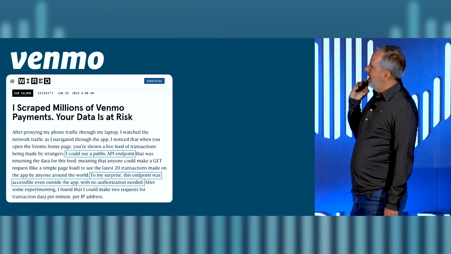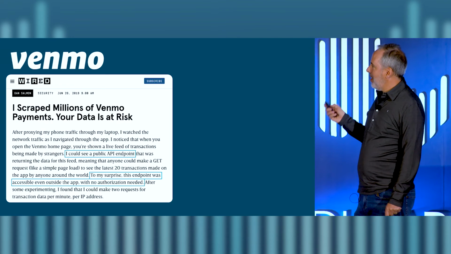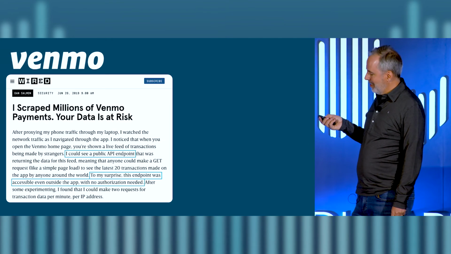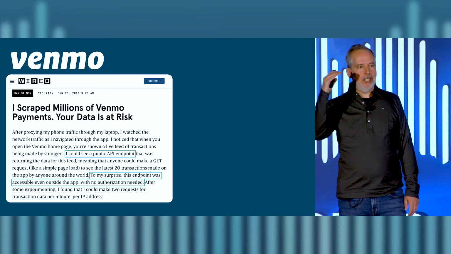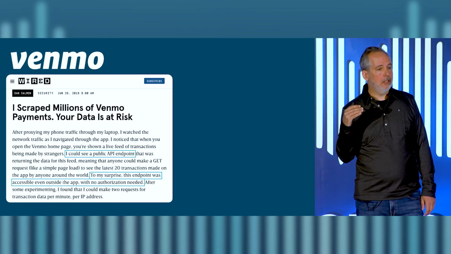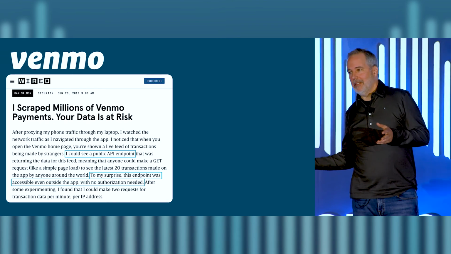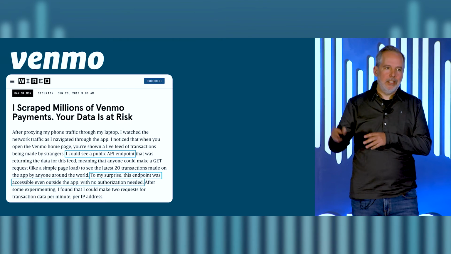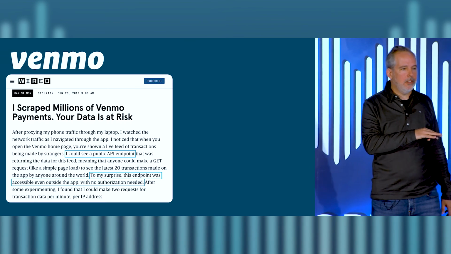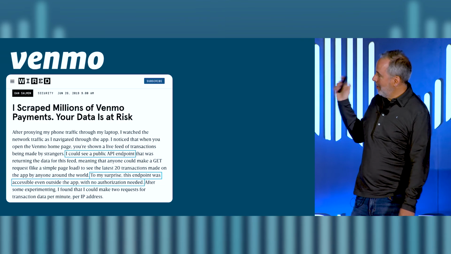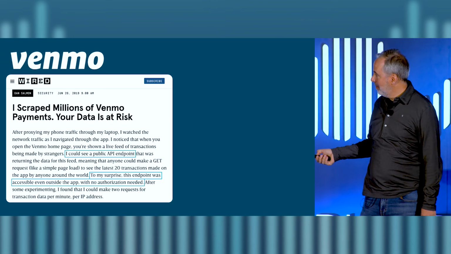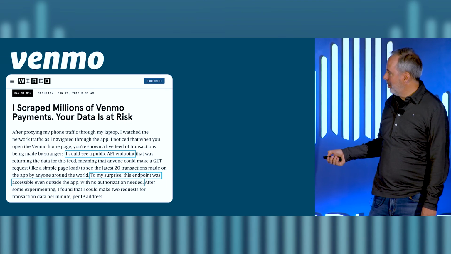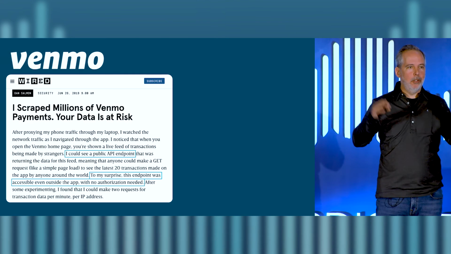All right, Venmo. They had a feature on the home page that would show you the last 10, 20 real transactions. And it would strip out the personal information. So no last names, no account details, address, or any of that stuff. So somebody found it, as they do. It's a public API endpoint, no authorization, wide open.